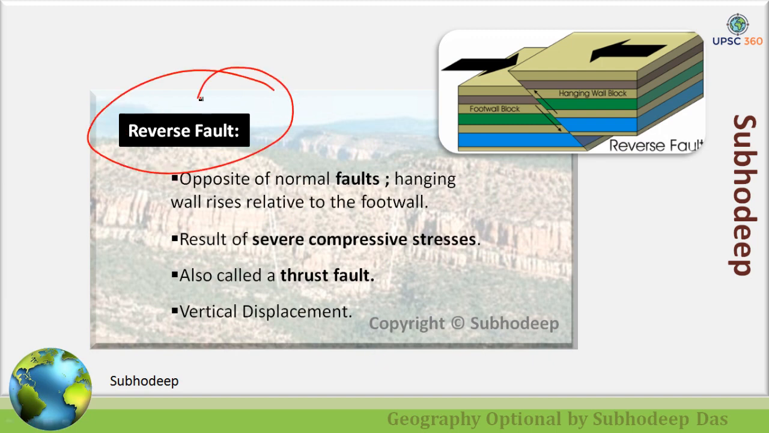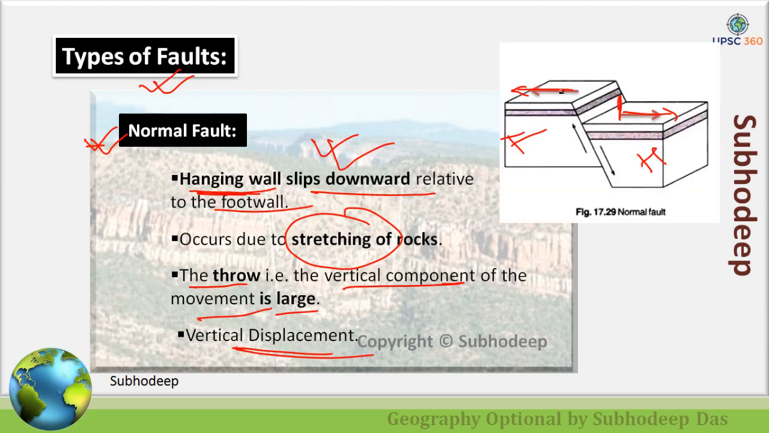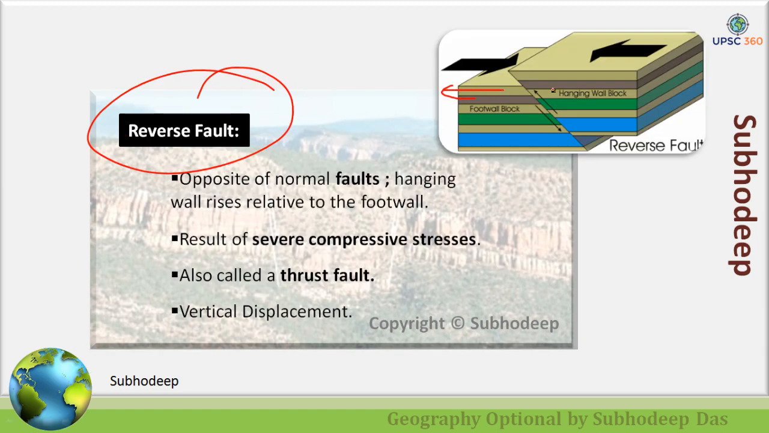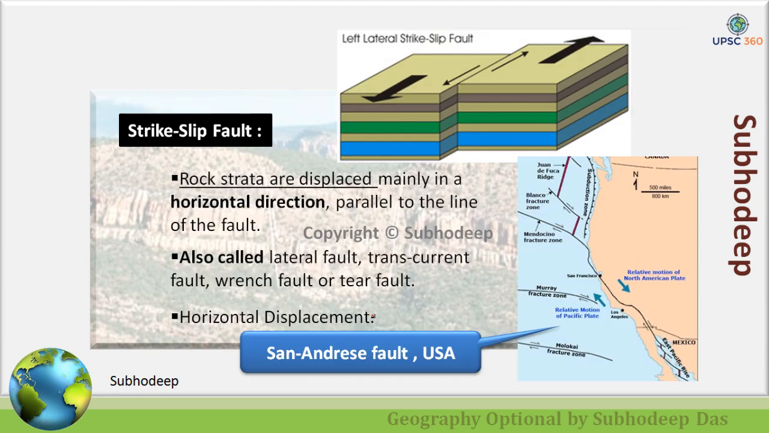But in reverse fault, what happens is, earlier in normal fault these both blocks were taken apart from each other, right? But in reverse fault, the compressive forces act most. It is absolutely opposite to the normal fault, in which the hanging wall rises relative to the foot wall. Earlier it was falling down, but in this case it is rising, just because compressive stress is more in action. That's why in this case also there is vertical displacement.